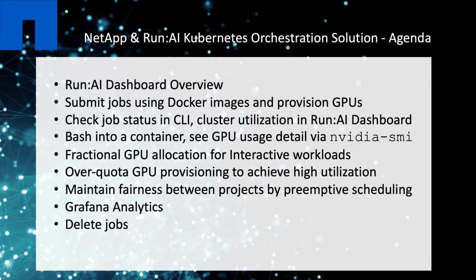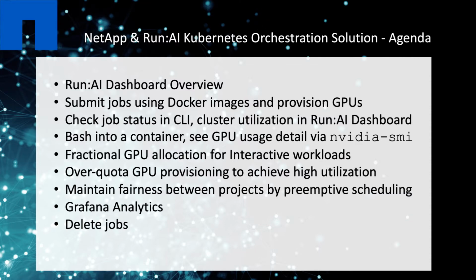The setup and configuration is: we have 16 GPUs total on two DGX systems with 8 GPUs each. We have two projects, Team A and Team B, each with 8 allocated GPUs. We'll use the Run AI Kinetical image, a quick start container for our training workloads. And we'll also have interactive workloads simulating data scientists using a Jupyter notebook to develop and prototype their model.